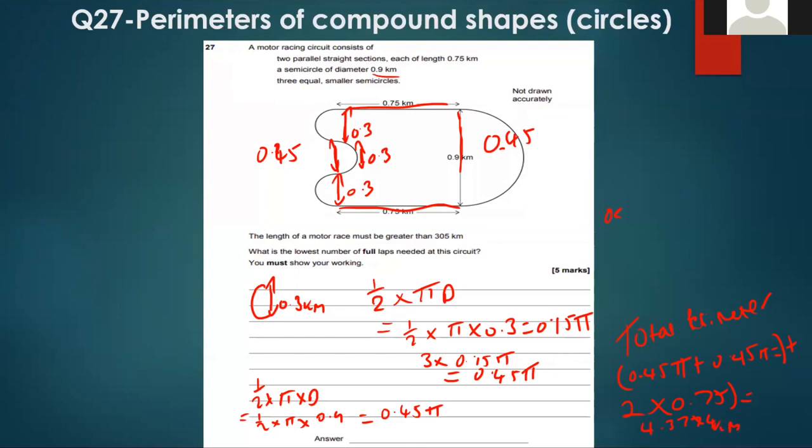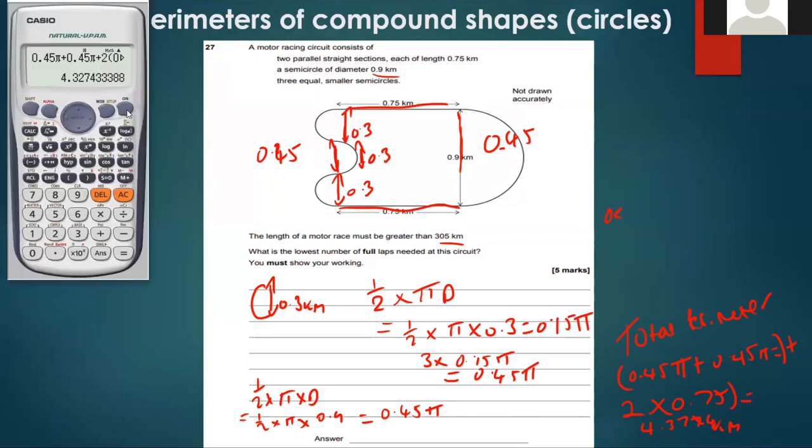So to find the number of laps, we divide the total distance by the length of each lap, okay? Because we have to do that to work out the total length of each distance. So we know that we've got 4.3274. The question says the length of a motor race must be greater than that. What is the number of full laps? So we need to divide by 305, because 305 is the distance it has to be greater than.